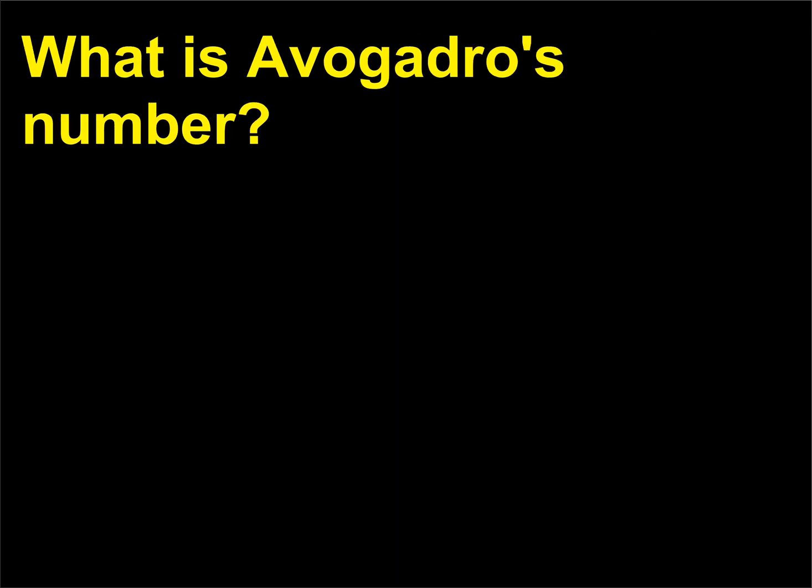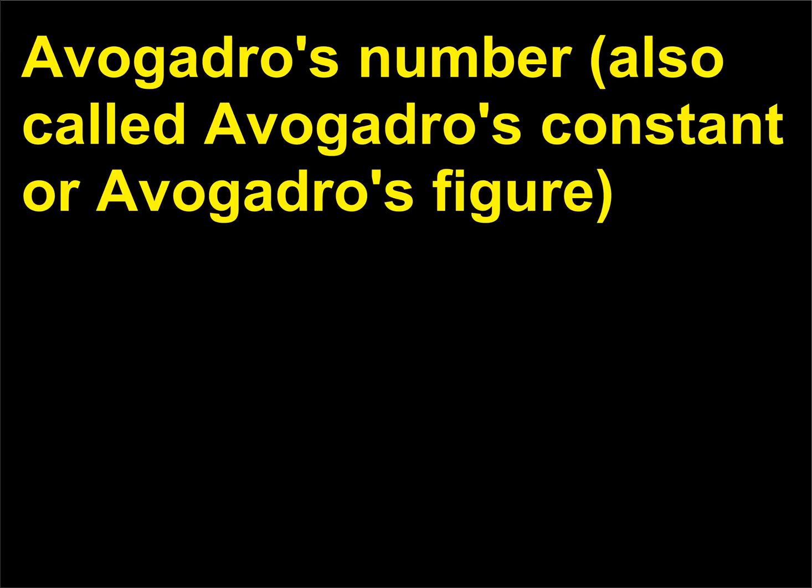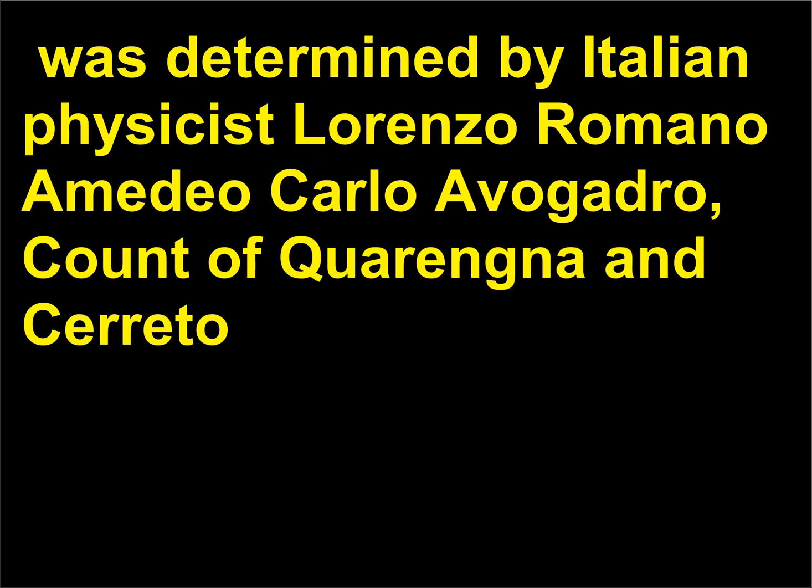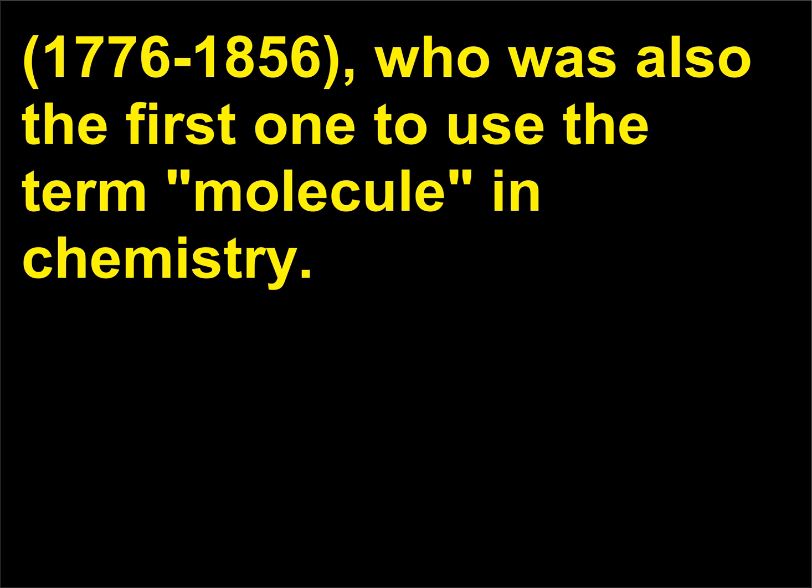What is Avogadro's number? Avogadro's number, also called Avogadro's constant or Avogadro's figure, was named for Italian physicist Lorenzo Romano Amadeo Carlo Avogadro, Count of Quaregna and Cerreto, 1776 to 1856, who was also the first one to use the term molecule in chemistry.